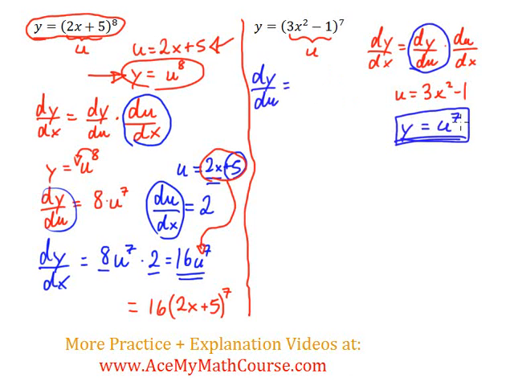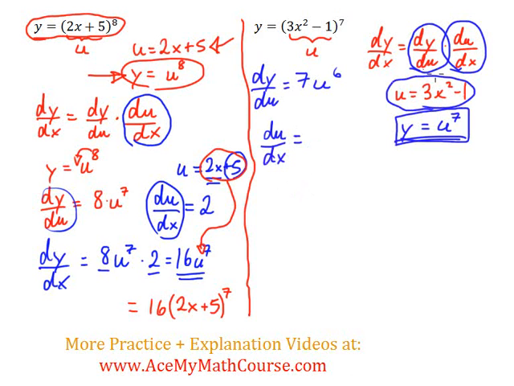And what do I need to do to take the derivative? I need to bring down the exponent. So I have 7 times u to the power of 7 minus 1, which is 6. Great, so that's dy du. And now we need to find du dx. So that's the derivative with respect to x of this function.